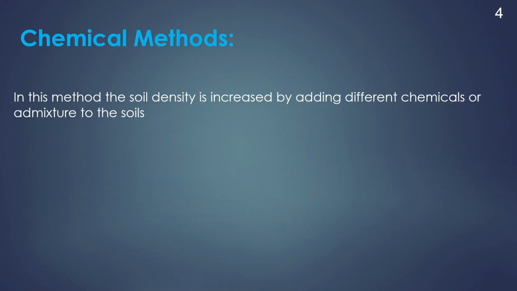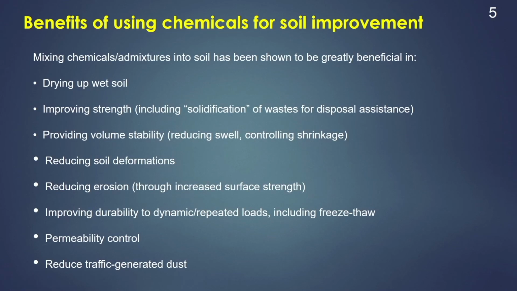As the name suggests, in a chemical method, the soil density is increased by adding different amounts of chemicals or admixtures to the soil. In this method, the soil is mixed with different types of chemicals, and those chemicals form cementation bonds with the soil particles. As a result the particles will be bonded together, and thereby the density and shear strength of the soil get increased, and the compressibility also gets decreased.